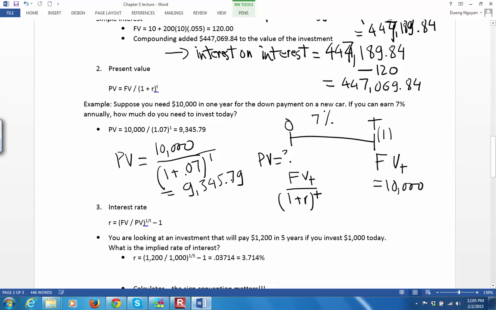9,345.79. So what it means is you need to invest $9,345.79 today, and with the interest 7%, you will get $10,000 in 1 year.